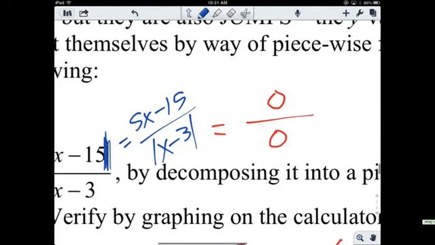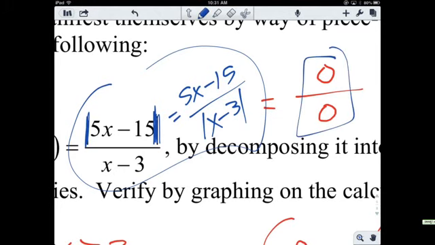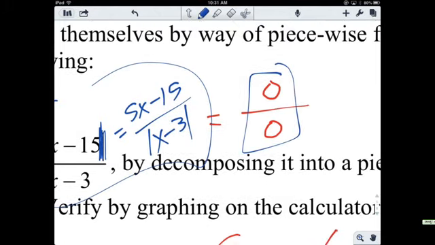If you have a function like that, and you get 0 over 0, this is the exception to the whole rule, it will always be a jump at the value of x that causes the 0 over 0. That's the singular exception to the 0 over 0 rule. If one of them has an absolute value, there will be a jump there, not a hole.